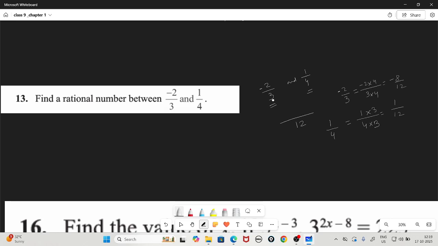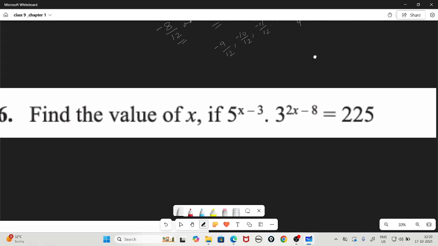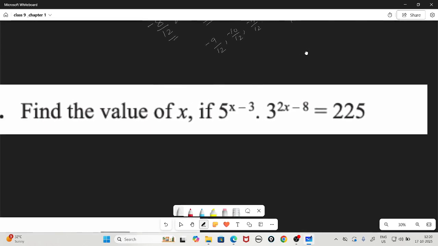So the given fractions, minus 2 by 3 and 1 upon 4, turn out to be minus 8 upon 12 and 1 upon 12. So we can now safely find any number of rational numbers between minus 8 by 12 and 1 upon 12, which can be like minus 9 upon 12, minus 10 upon 12, minus 11 upon 12, and so on and so forth. Okay, fine.